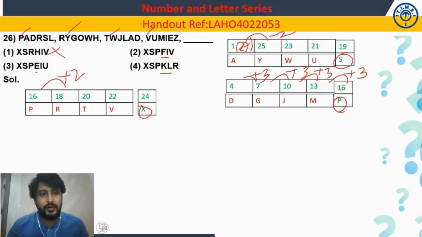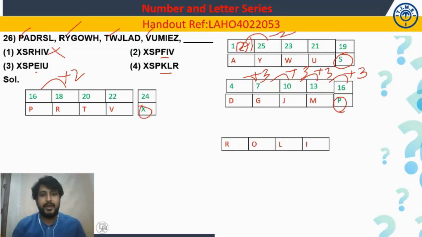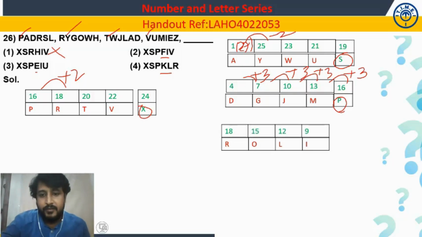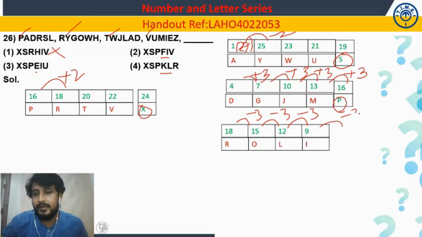Now let's go with the fourth letters in each group. R, O, L, I. R's place value 18, O's place value 15, L's place value 12, I's place value 9. And what is the logic? 18, 15 minus 3. 15, 12 minus 3. 12, 9 minus 3. So 9 minus 3 is 6. Which letter place value is 6? F.